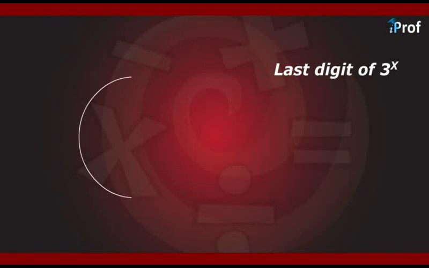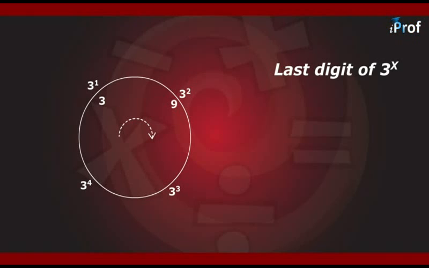We first draw a circle. Then we put 3 raised to the power 1, 3 raised to the power 2, 3 raised to the power 3, 3 raised to the power 4 on the circle. We will go in the anti-clockwise direction starting from 3 raised to the power 1. The last digit of 3 raised to the power 1 is 3, 3 raised to the power 2 is 9, 3 raised to the power 3 is 7, and 3 raised to the power 4 is 1.